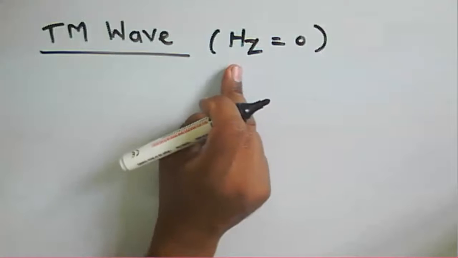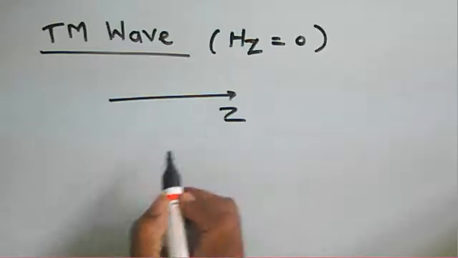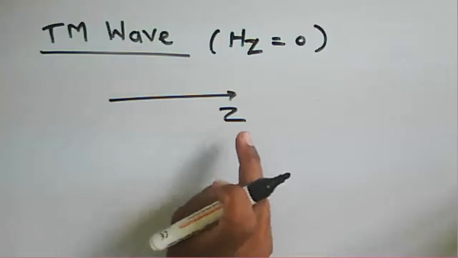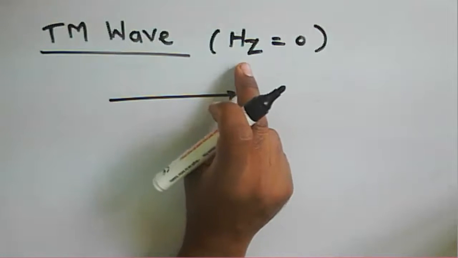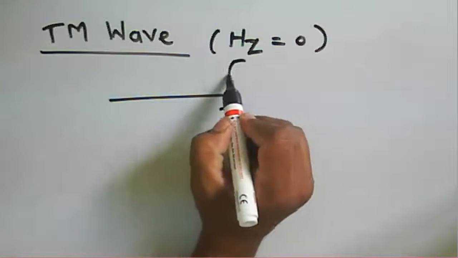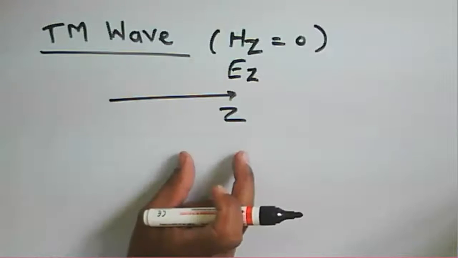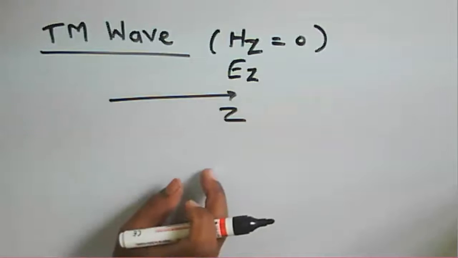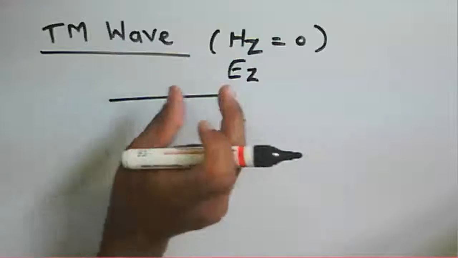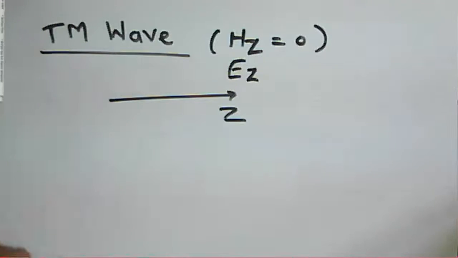The Hz component means what? It is the direction of propagation of the wave. The z direction is the direction of propagation, and along with that there is a z component, the longitudinal component. So now we say the Ez component is also there. Ez component is present in a TM wave, that's why Hz is zero. So if Hz is zero and Ez is present, that wave is called a TM wave.